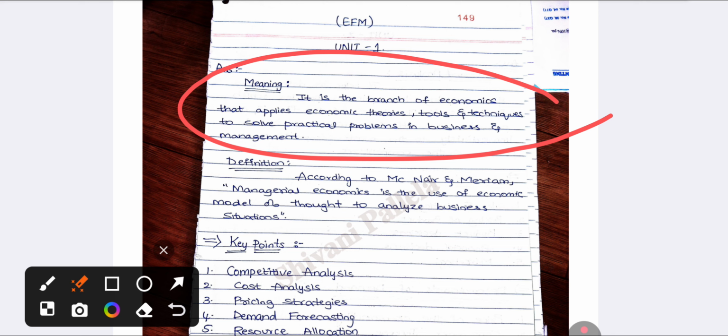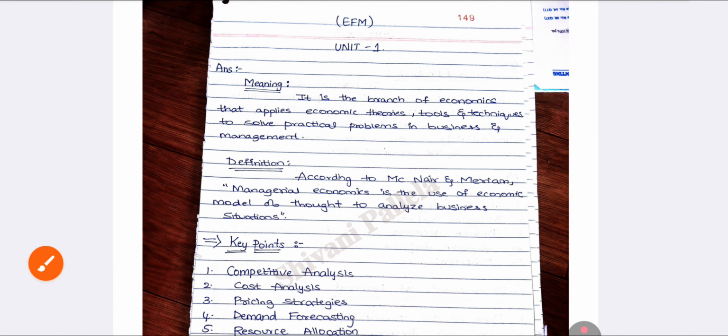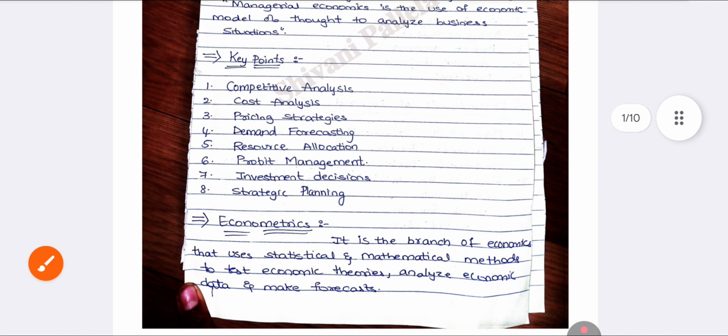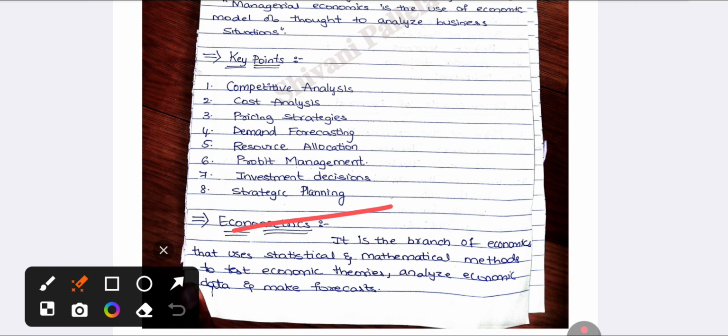According to McNair and Meriam, what they have defined is that it is the use of economic models to analyze the situations of your organization, to understand your business situation. For that, managerial economics will be useful. Okay, so key points, whatever the type of question, you can include these points in your answer.